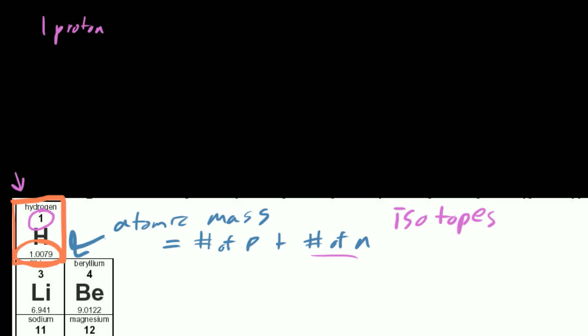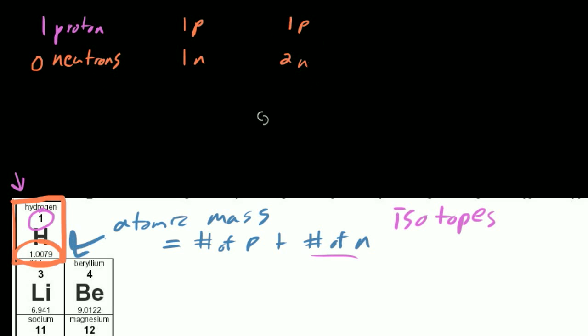However, it doesn't necessarily matter that much how many neutrons we have. Normally a hydrogen atom, the most common isotope of hydrogen, is going to have 0 neutrons. Another isotope of hydrogen could have 1 proton and 1 neutron. A third isotope of hydrogen could have 1 proton and 2 neutrons.